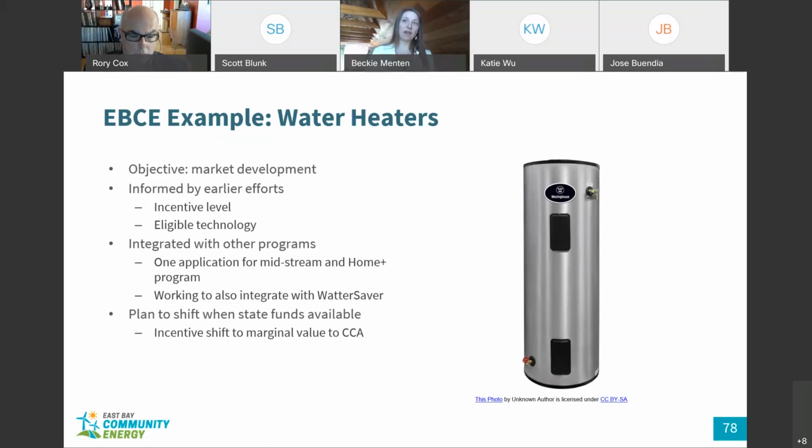Where we see this going as a CCA is that once those state funds become available, and we don't need to cover such a large proportion of the cost in order to motivate consumers, that allows us the opportunity to think more closely about where the marginal value to us on our load basis is from these existing water heaters. And we can shift our incentives to be focused on that. This could be through the marginal GHG benefit. This could be through designing programs that encourage load shifting if we're seeing that just rate design isn't enough to do that on its own.